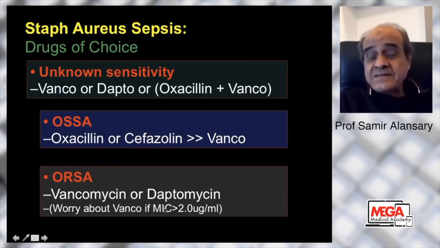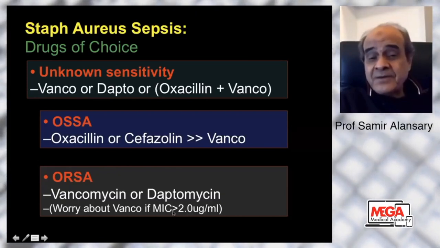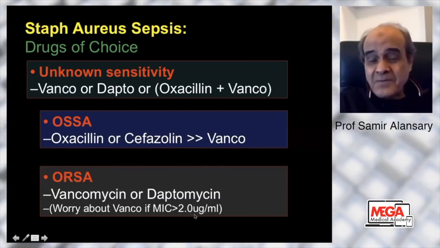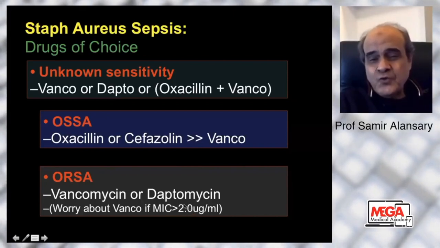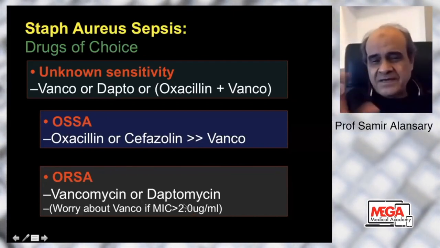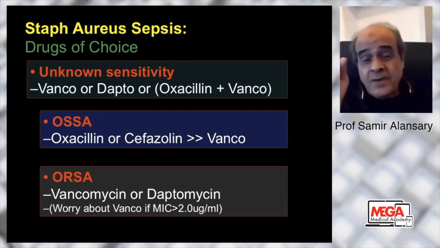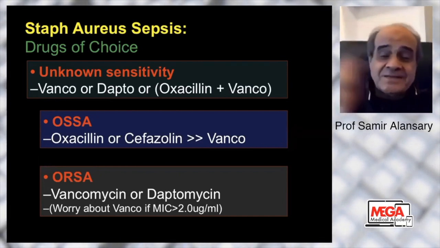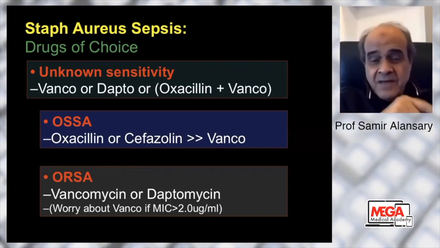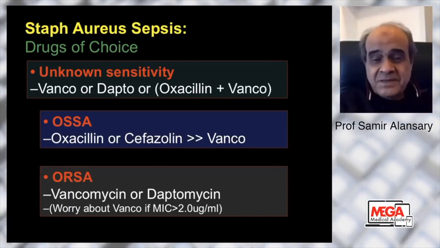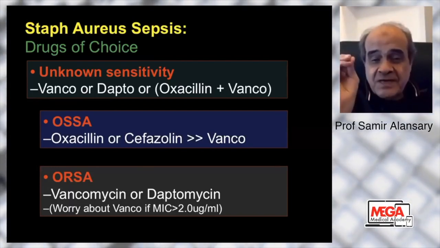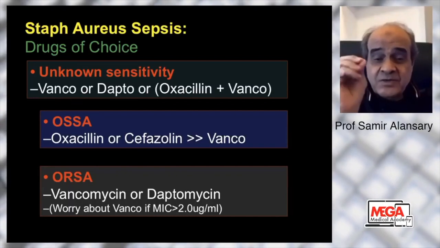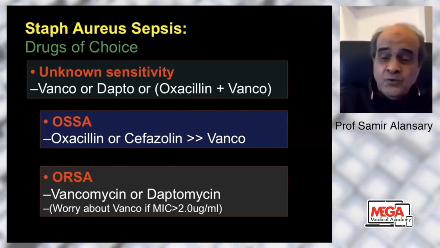Suppose the MIC in your patient becomes greater than 2 microgram per ml, you have a problem now. You have to think of another drug. Don't increase the dose of vancomycin, but think of another drug against MRSA, because this means the organism, the MRSA, starts to exhibit some resistance to your vancomycin.